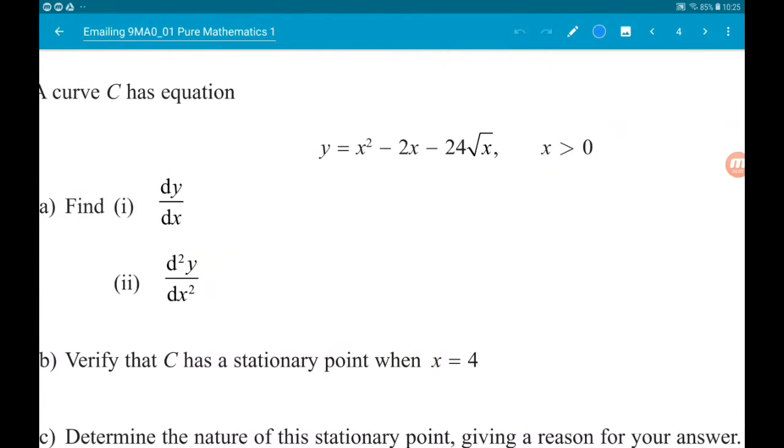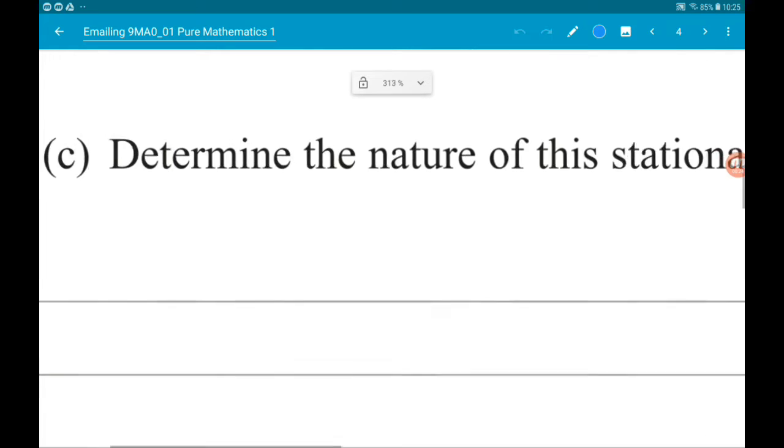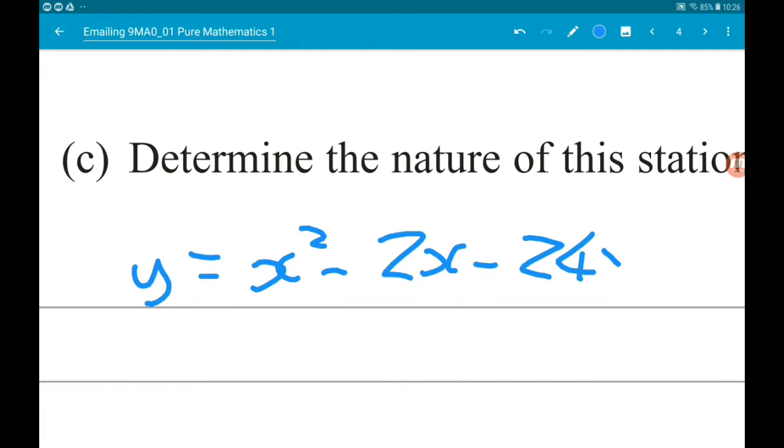Okay, question 2, differentiation. A curve C has equation y equals x squared minus 2x minus 24 root x, where x is greater than 0. Part 1 wants us to find dy by dx. So first up, let's rewrite the equation as y equals x squared minus 2x minus 24x to the power of a half.